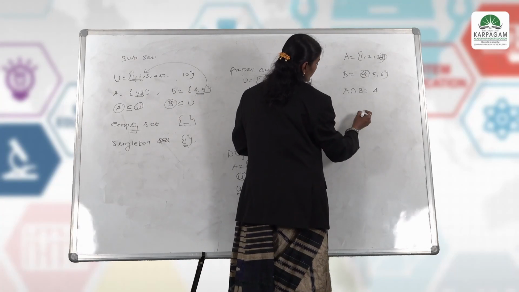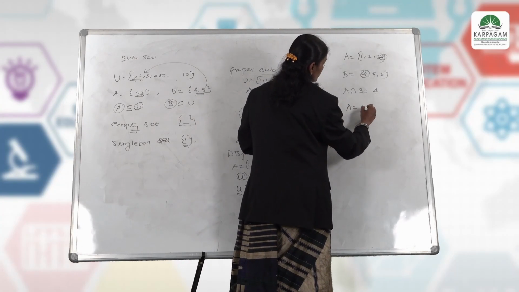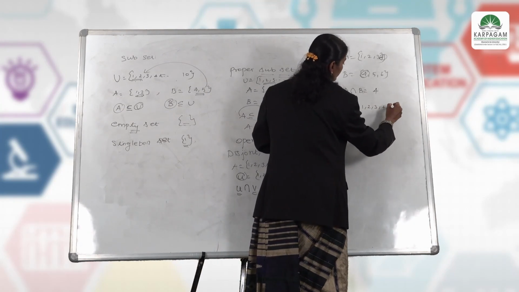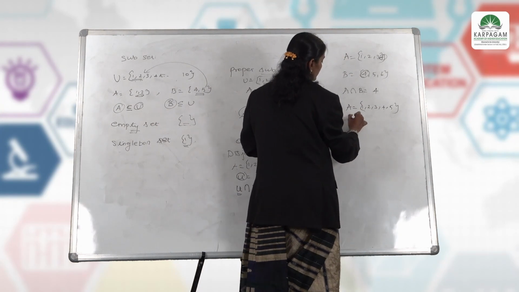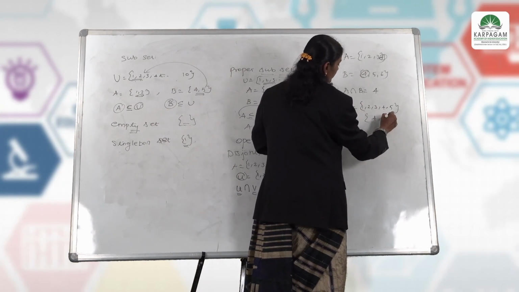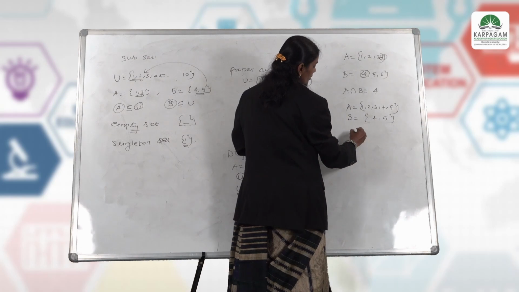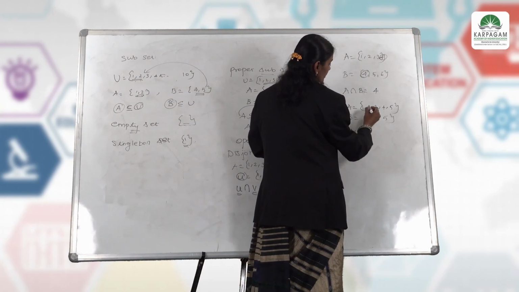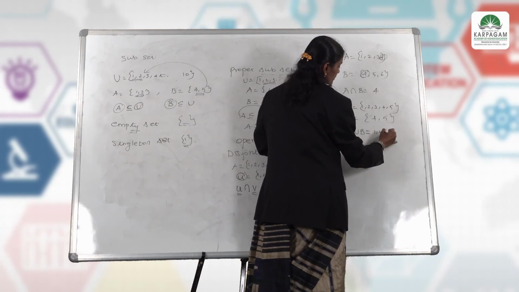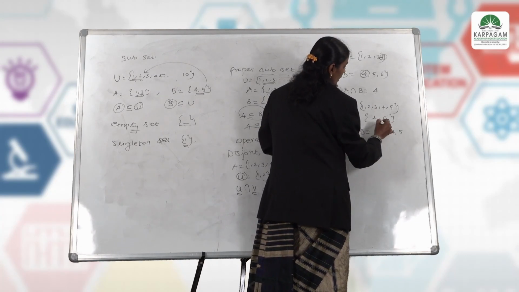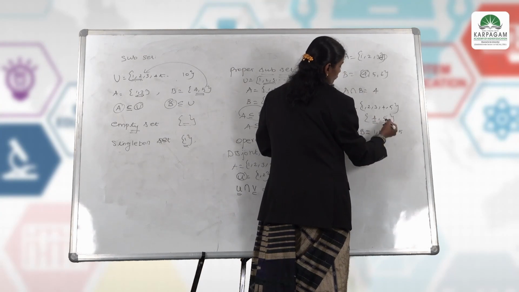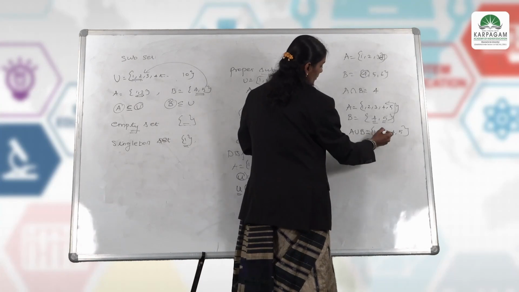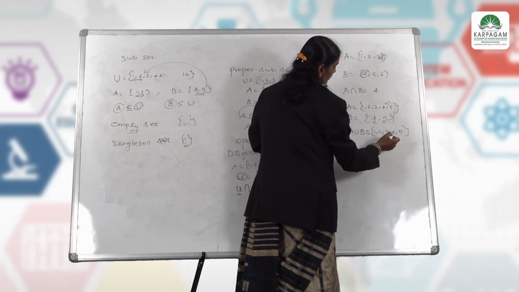Similarly, for union, again consider A is equal to {1, 2, 3, 4, 5} and B is equal to {4, 5}. Then A union B is equal to, we have to write each element only one time from both sets. Here 1, 2, 3, 4, 5. Here B has 4 and 5, and 4 and 5 are already mentioned in A. Therefore, A union B is equal to {1, 2, 3, 4, 5}.